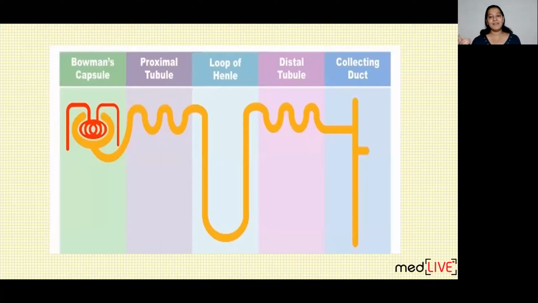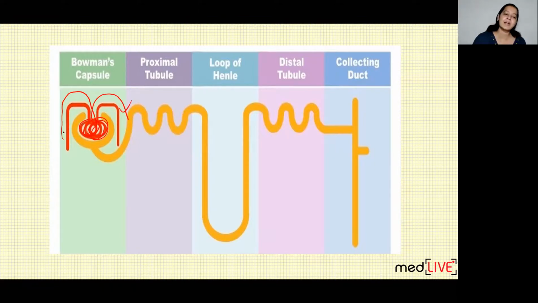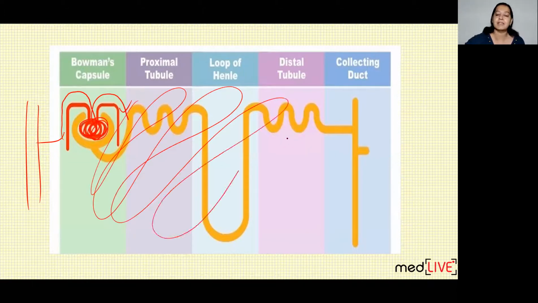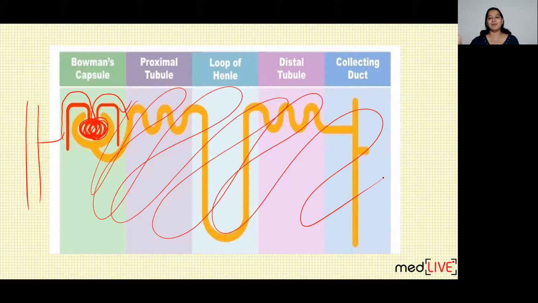Now, what happens to the efferent arteriole? I told you that afferent arteriole is coming inside, forming a tuft of capillaries, and efferent arteriole is exiting out. Afferent arteriole is coming from the renal artery, entering inside the glomerulus, inside the Bowman space, forming a tuft of capillaries. Efferent arteriole is exiting out. This efferent arteriole further forms a bunch of capillaries over these tubules, that is PCT, loop of Henle, DCT, and collecting tubule.